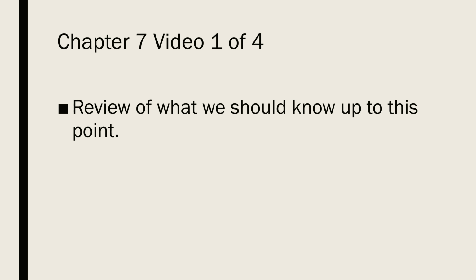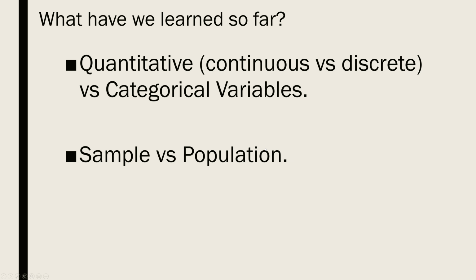In this video, we are going to review what we should know up to this point. Before exam 1, we have learned what is quantitative variable and what is categorical variable. There are two types of quantitative variable: continuous quantitative variable and discrete quantitative variable. We have also learned what is sample and what is population.